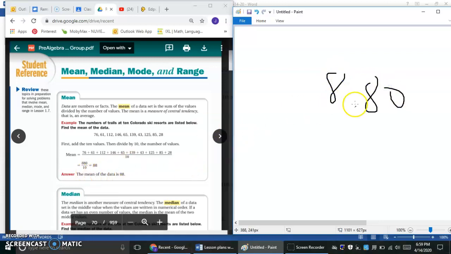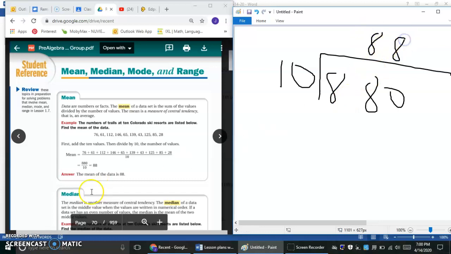Remember, I always tell you the bottom number is that outside number when you divide. You can divide that number, there's 10 numbers, into 880, because you added up all the numbers, and that was the total. And you come out with the number 88. So your mean of the data is 88.